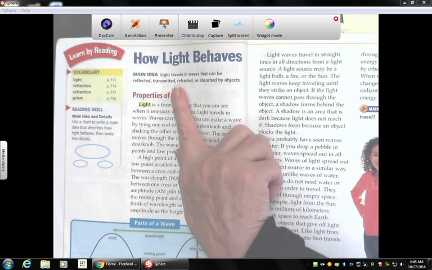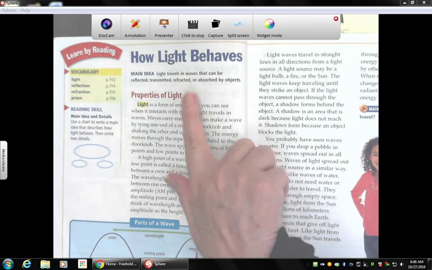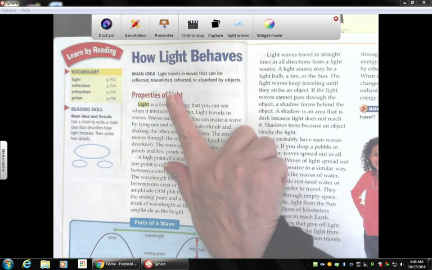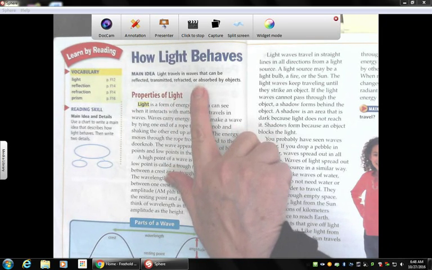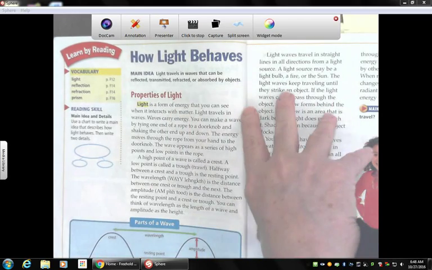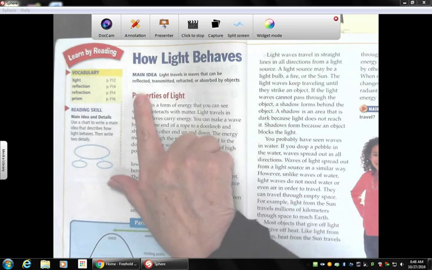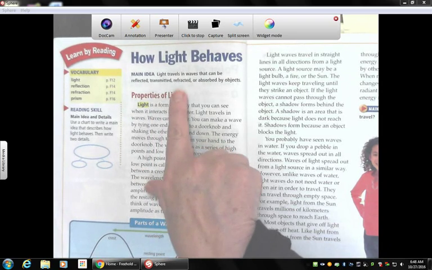The main idea of what we're going to be reading about is light travels in waves that can be reflected, transmitted, refracted, or absorbed by objects. So, at the end of reading this section, you should know what reflected light does, transmitted light, refracted light, and absorbed light.